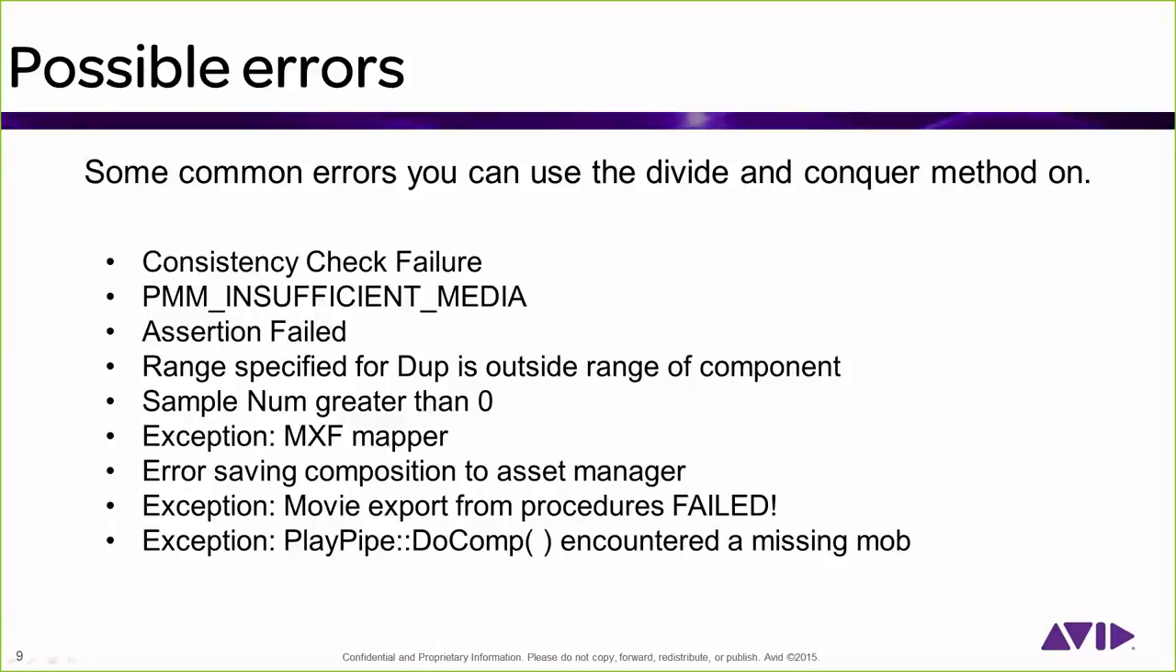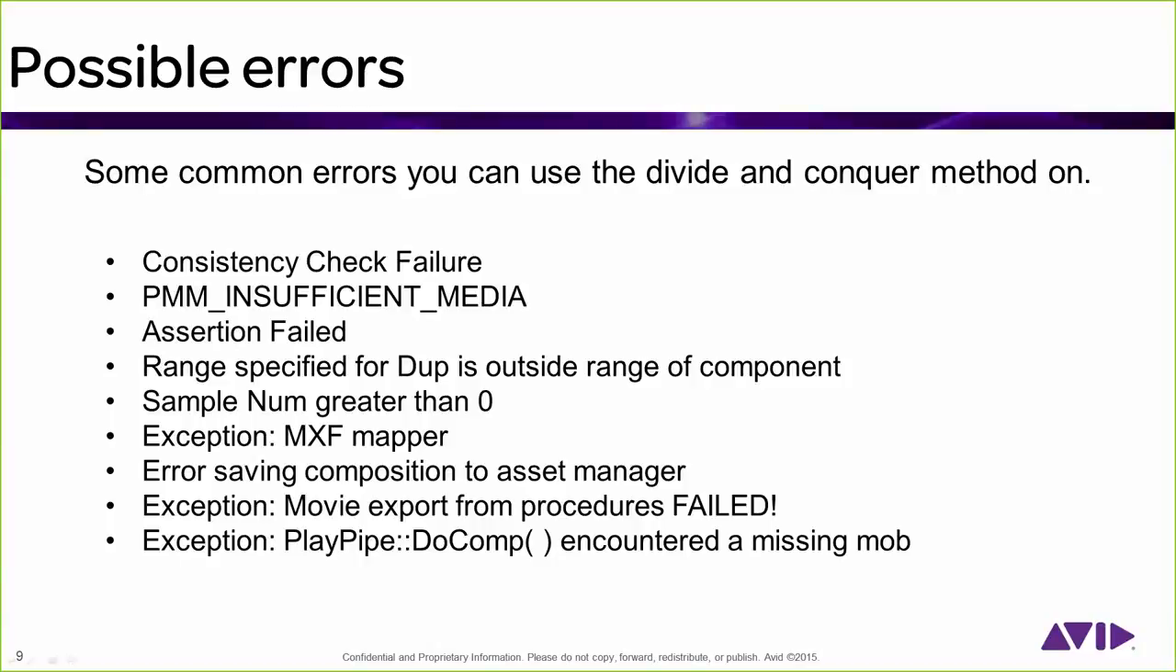Exception: movie export from procedures failed. You can find this error during an export. This might have to do with an unsupported resolution, or it might just be corruption within one clip that's essentially stopping this export from happening. Traditionally, when you see this, you're trying to manipulate the resolution itself. So maybe you're going from 1080 to 720, or even from 1080 to SD type.